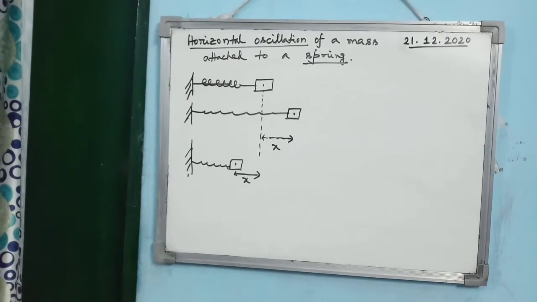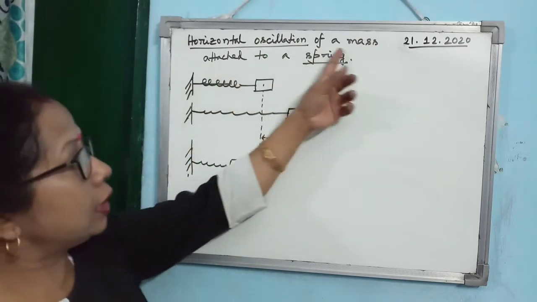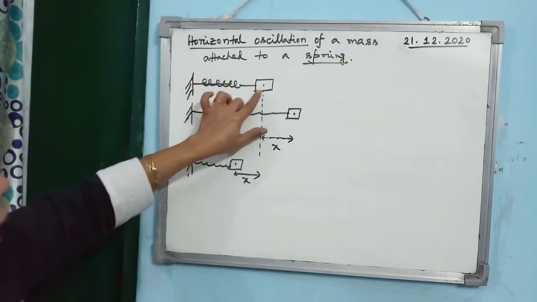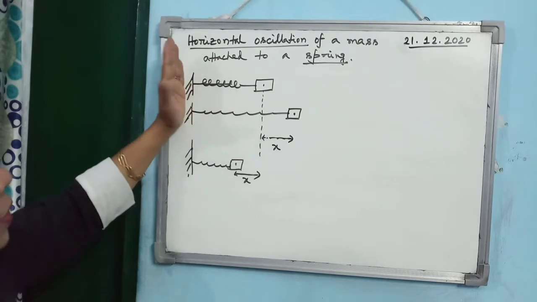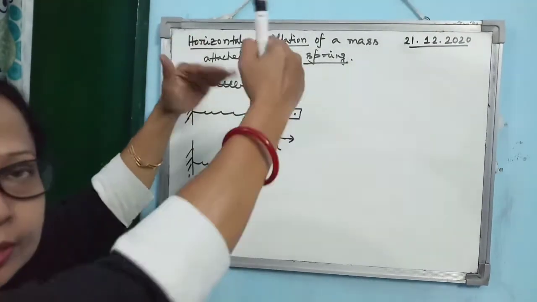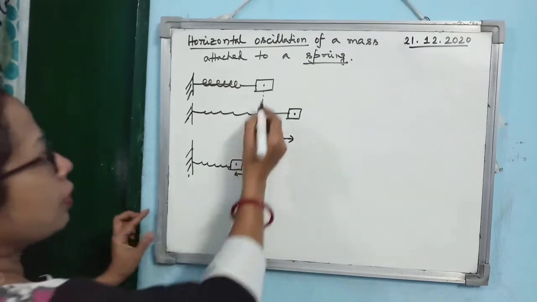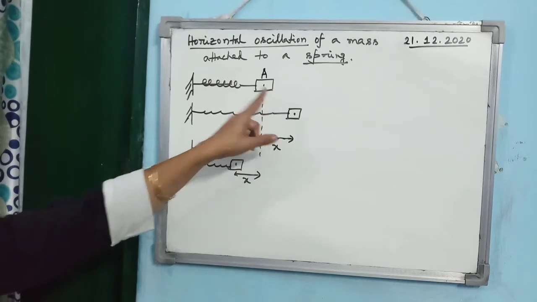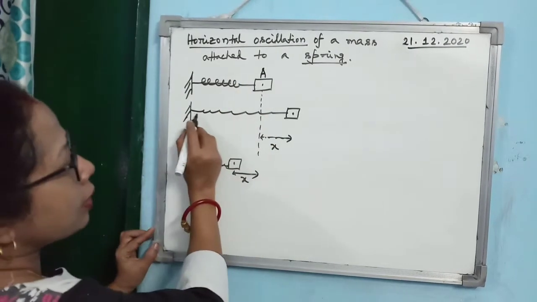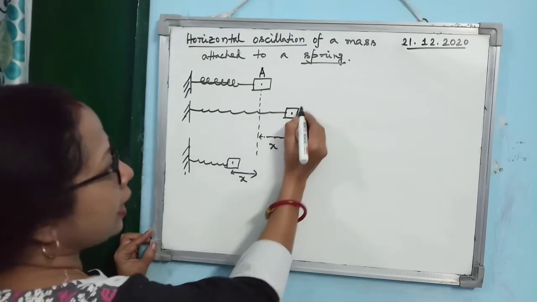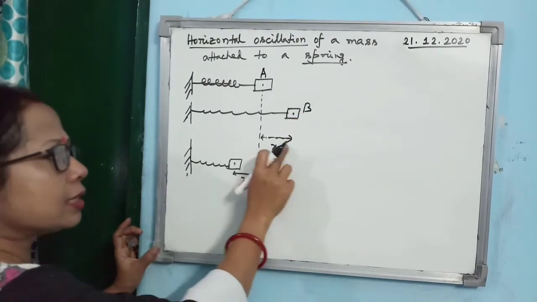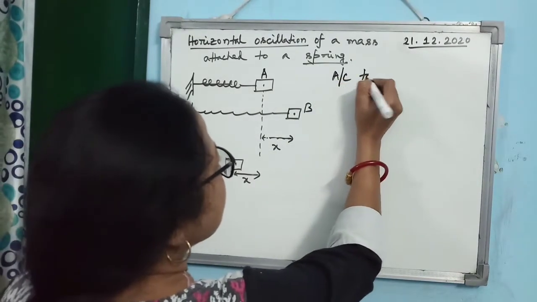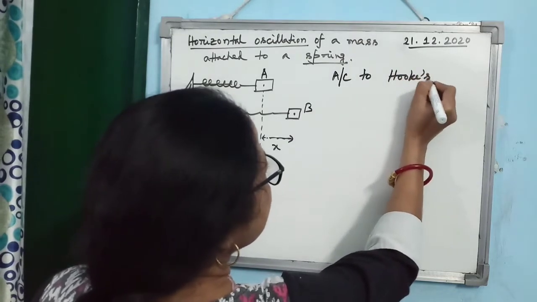Next example of simple harmonic motion is horizontal oscillation of a mass attached to a spring. Suppose you have taken a mass attached to a spring, suspended horizontally, not vertically. If A is the mean position of the body of mass M, now you have stretched the spring and taken it to the position B. You have stretched the spring by an amount x. Then you know what will happen according to Hooke's law. I hope you remember, you have studied it already.